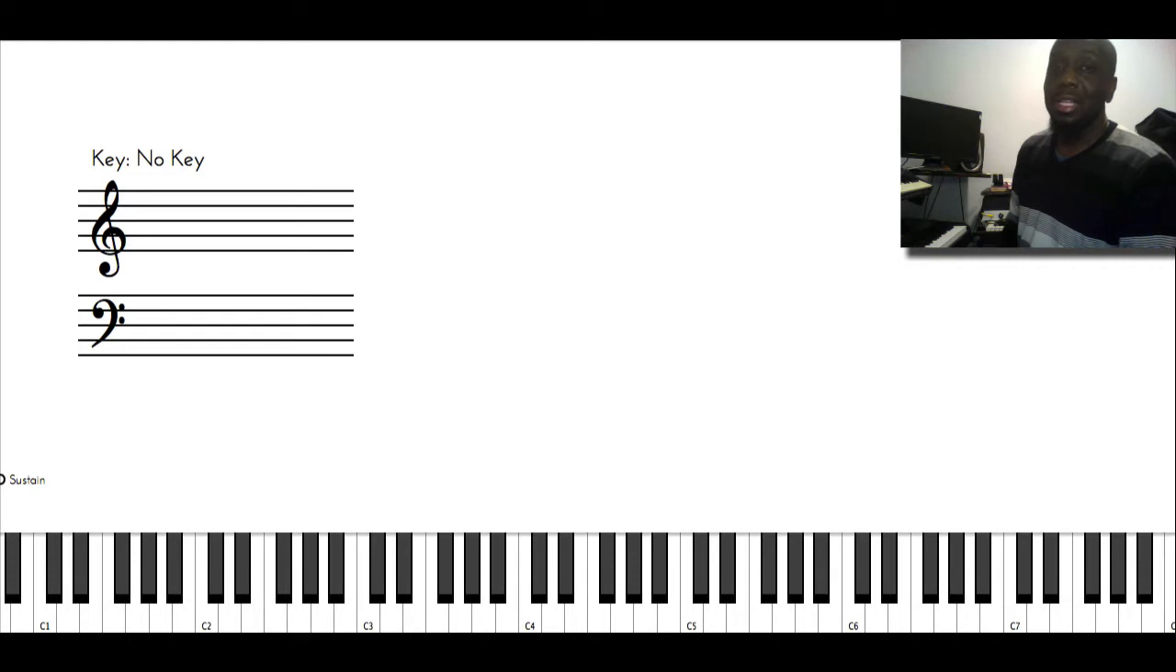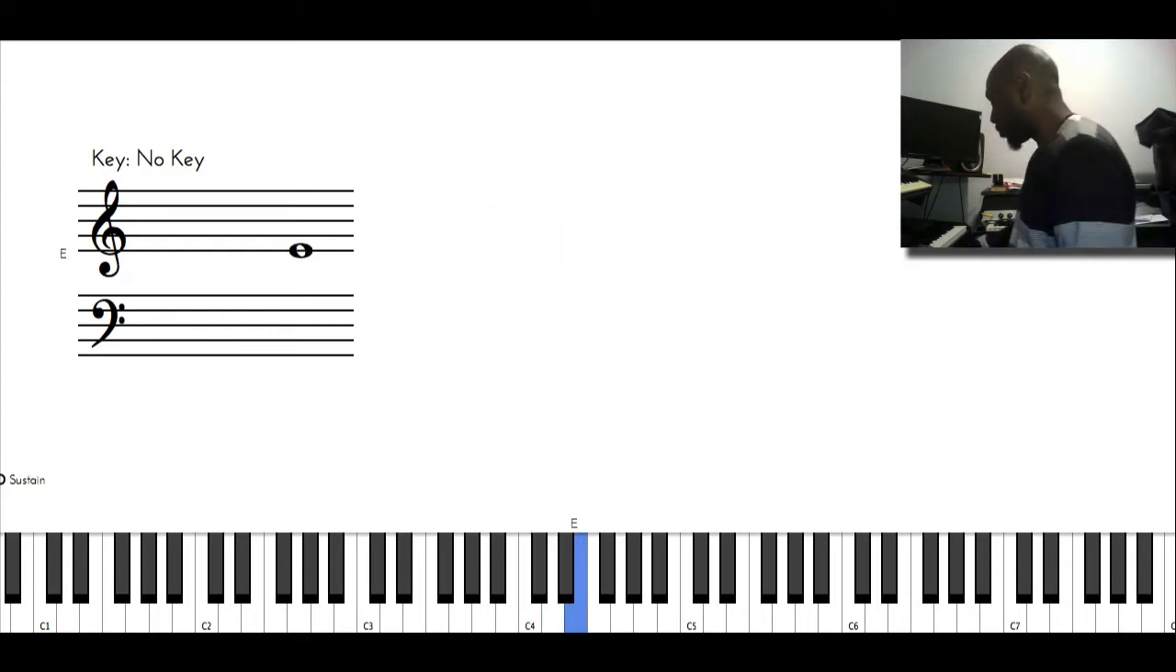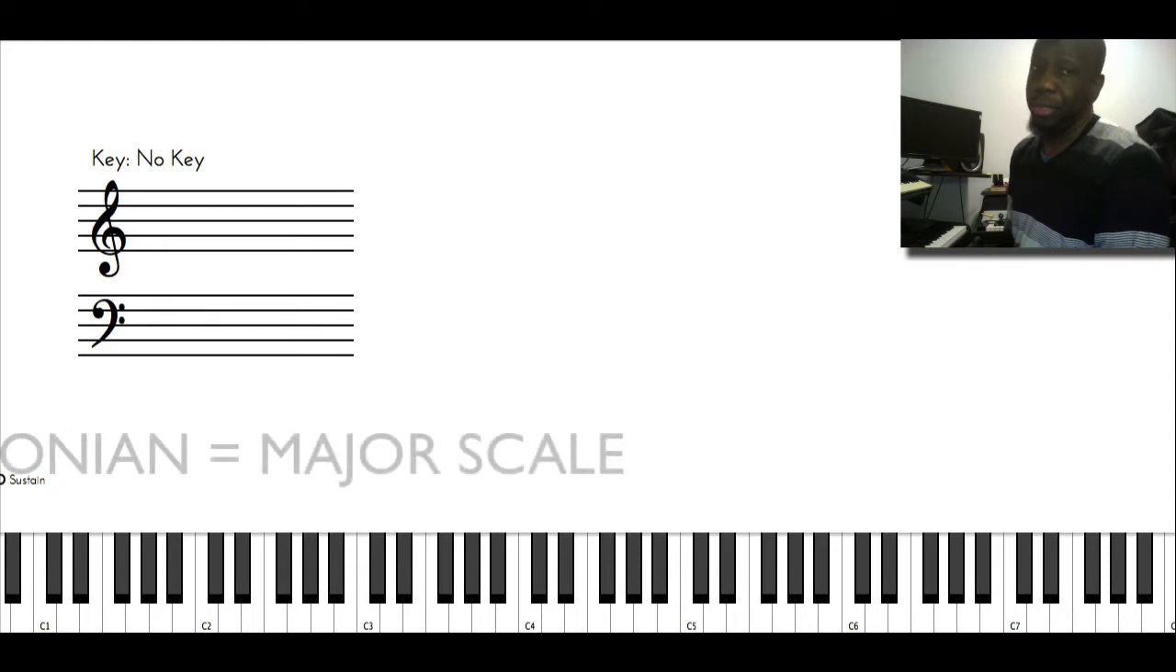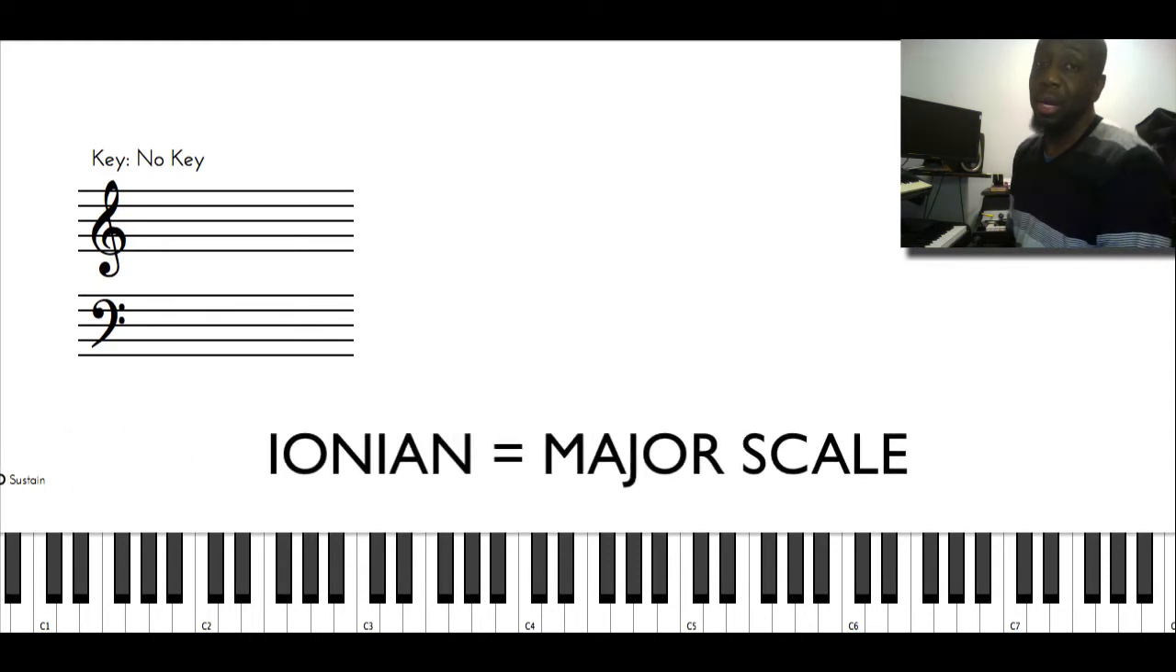Now, that sounds intimidating, but this is what the Ionian mode sounds like. And trust me, you've heard it before. Here it is. Now, if you said that was the major scale, you're absolutely right. It's the major scale. So the Ionian mode is the major scale.